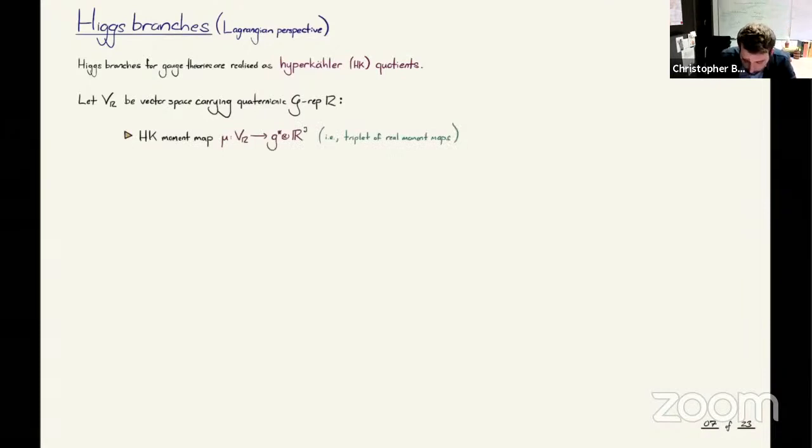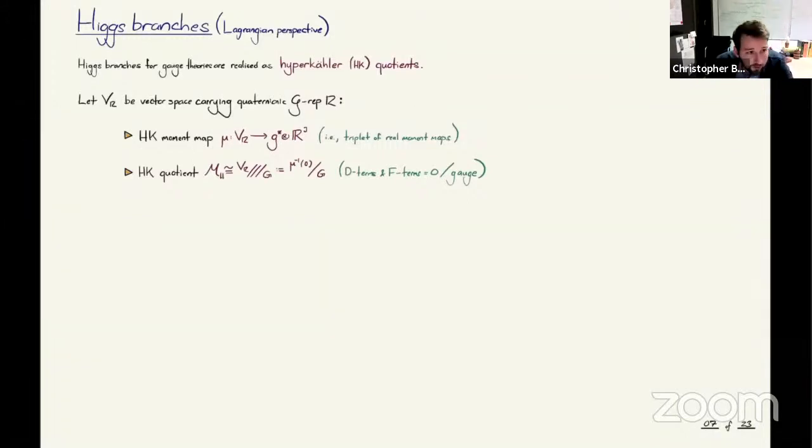There's a hyperkähler moment map, which is a triplet of moment maps for the G action on this space. And the hyperkähler quotient corresponds to setting all of those moment maps equal to 0 and taking G orbits. So in physics terminology, you're setting D terms and F terms equal to 0 and dividing by the gauge action on the space of hypermultiplet expectation values.